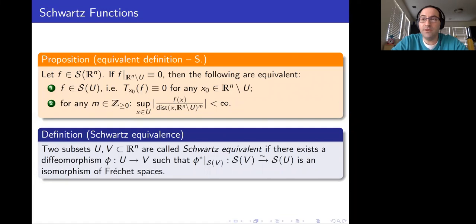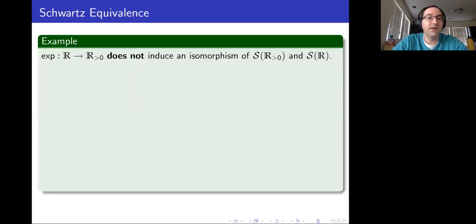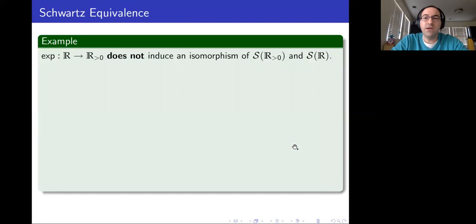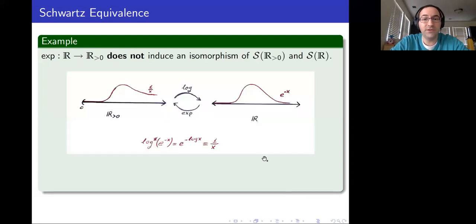Now let me start with a non-example. Is the definition clear? Does it make sense? It's quite straightforward. Now let's see a non-example. Let's look at the exponential function from the real line to the positive ray. This is a C-infinity diffeomorphism between the real line and the positive ray, but it does not induce a Schwartz equivalence.